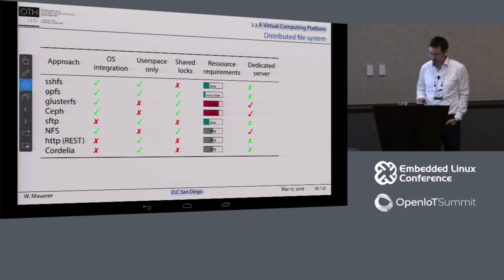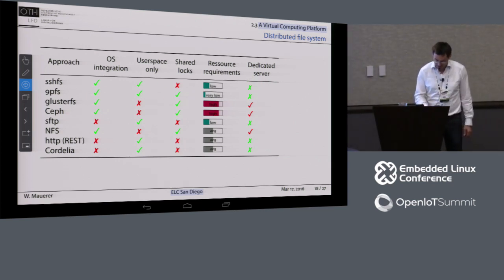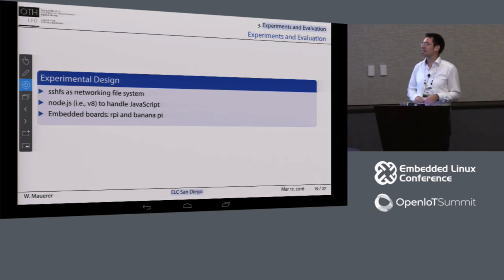What we found is that SSHFS and the 9P file system were best for our purposes because they have very low resource requirements. They don't require any dedicated server setups, but they do support most things that you desire. And actually, we used SSHFS as a network file system, and we really like this choice to this day because we didn't see any drawbacks. It's a very simple system to use, and it has basically all the advantages of a network file system, but it doesn't come with the complexities of network file systems like NFS.